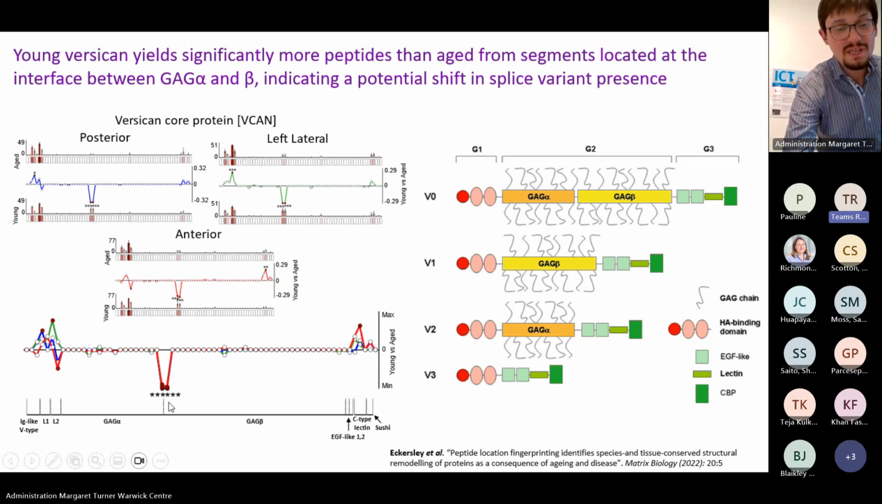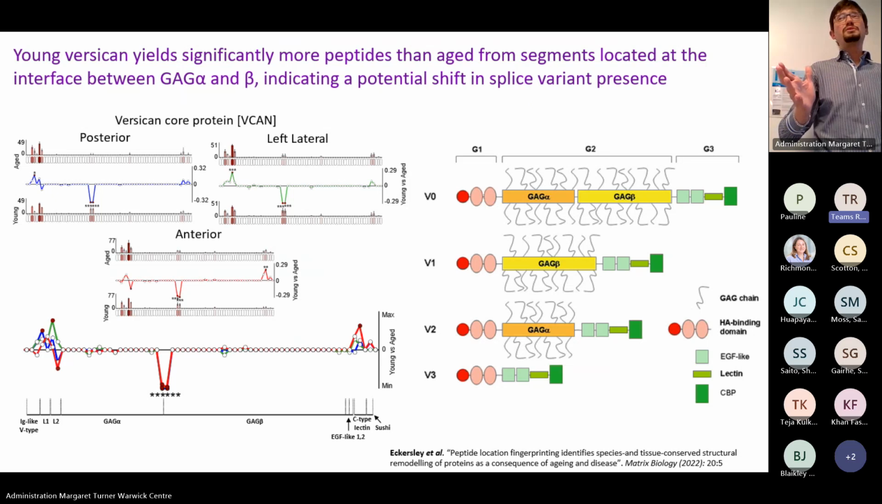Now, it means that we're seeing something going on right at the interface between these two proteins. And so, having talked to a few people who are experts in Versican, because I'm not, they suggested that really what we might be seeing is a shift in one splice variant form in age versus young.